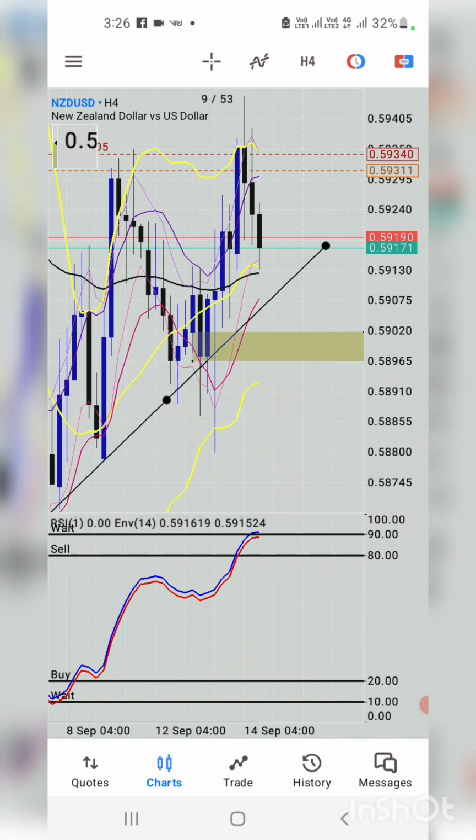My dear brothers and sisters, practice these strategies on your demo account because these strategies will work definitely.